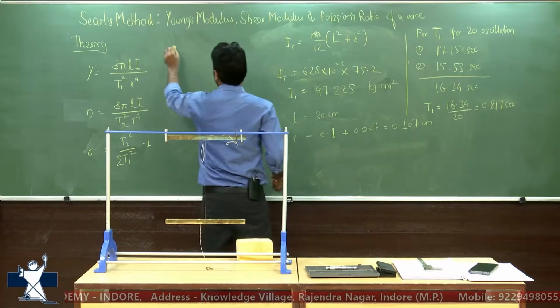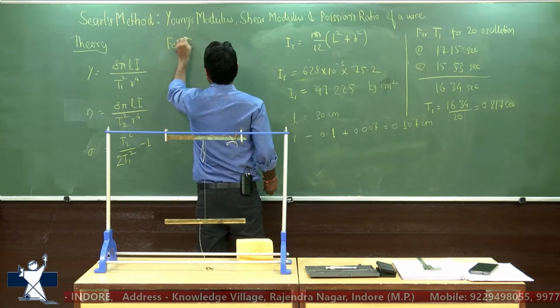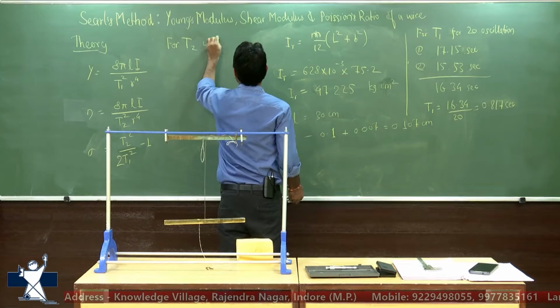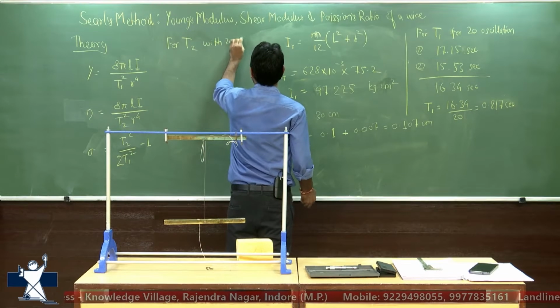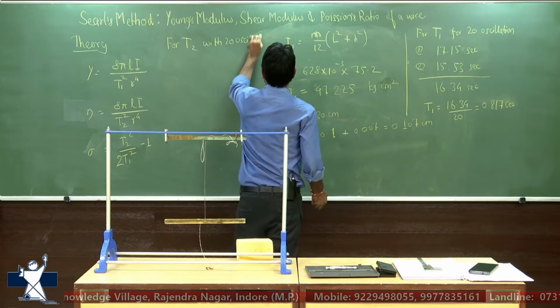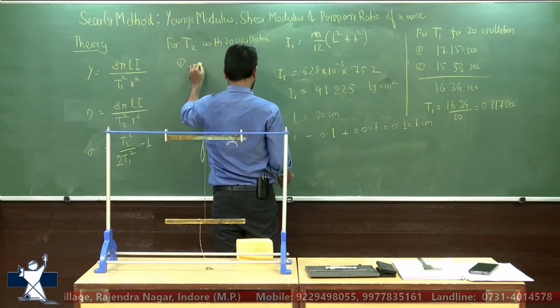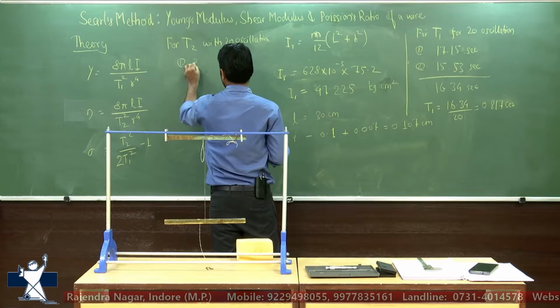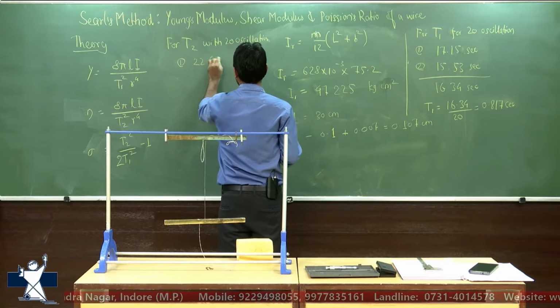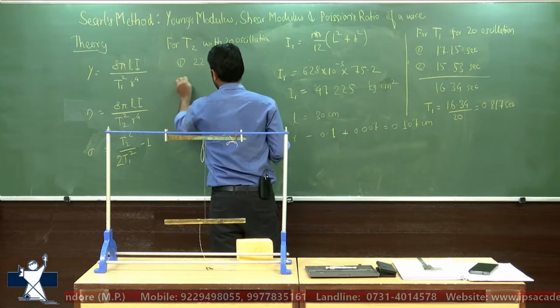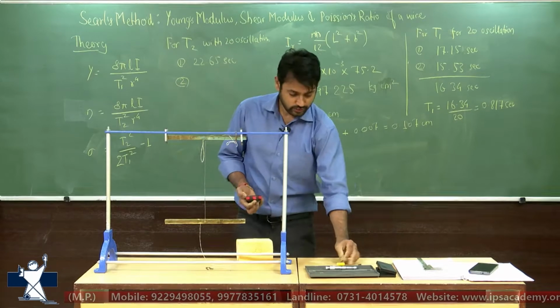And let's say for T2, with 20 oscillations. So first measurement is 22.65 seconds. Second measurement, let's do this.